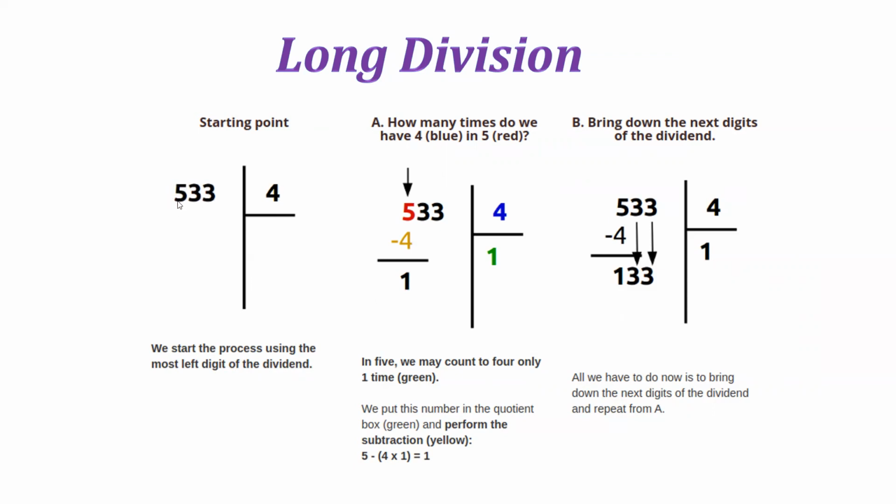The most left digit of the dividend is 5. So how many times do we have 4 in 5? It is only one time. So write 1 in the quotient box, and this 1 is multiplied by 4. 1 multiplied by 4 is 4, and subtract this 4 from 5. 5 minus 4 is 1. Next, bring down the next digit of the dividend near the 1.